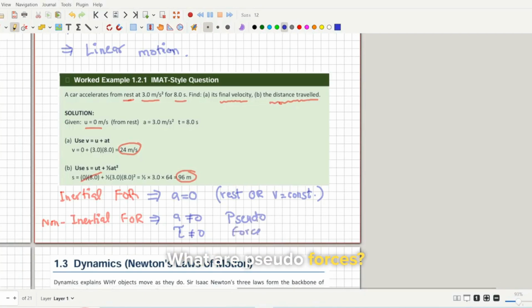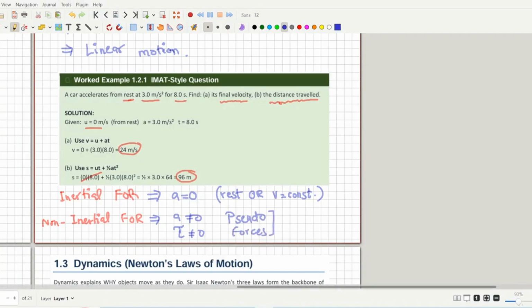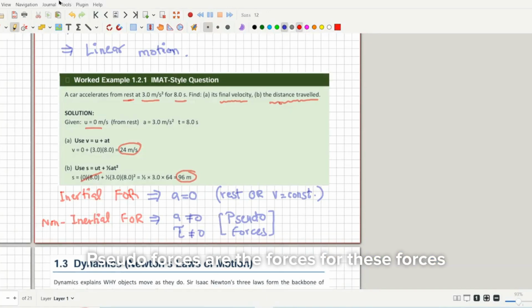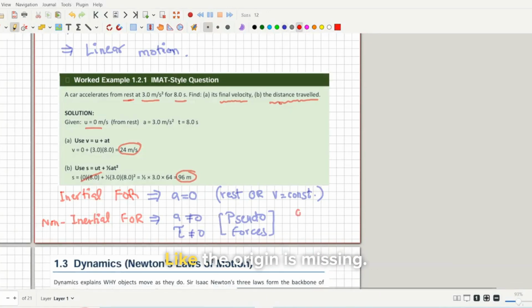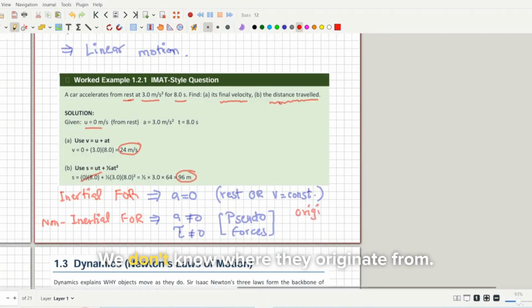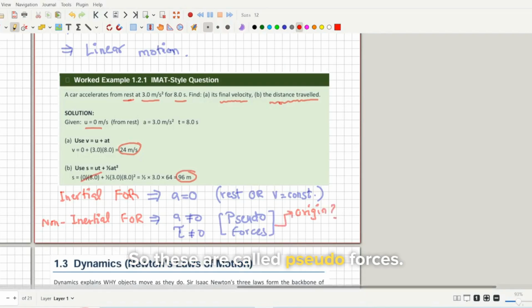What are pseudo forces? Pseudo forces are forces for which we can't see the origin. The origin is missing. We don't know where they originate from. So these are called pseudo forces.